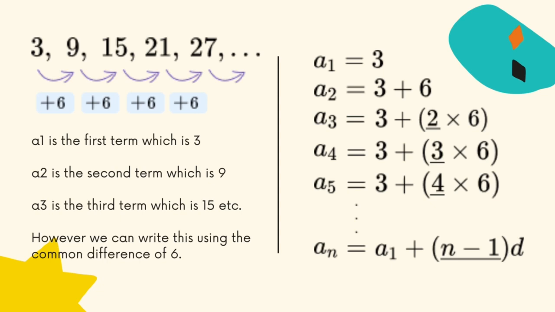And for the fifth term, we get the 3, the first term, plus the term position times 6 for the common difference. So we have 6 times 4 is 24, plus 3, we have 27. So we get 3, 9, 15, 21, and 27.